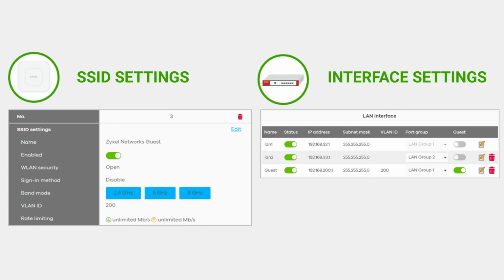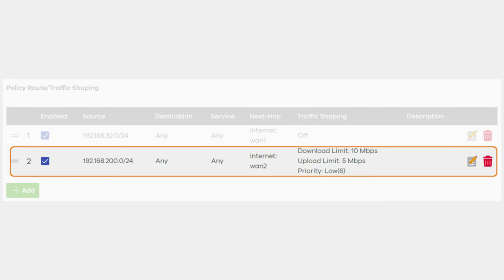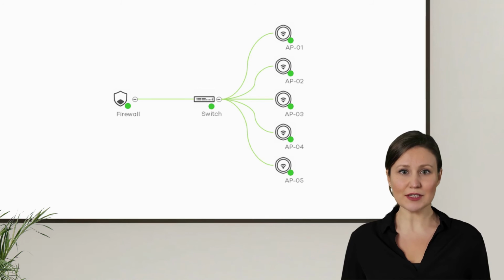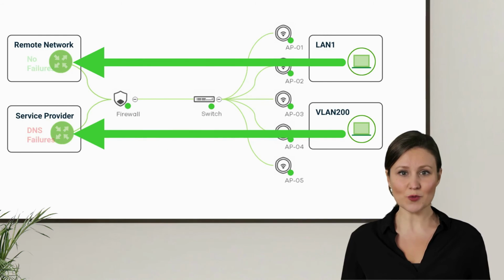We can verify that the guest network happens to be using VLAN 200 subnet by tracing the SSID and firewall interface settings. By inspecting specific policies that involve the VLAN 200 subnet, we eventually find that we do have a policy route assigned to this subnet. With this policy route, we now know that traffic from the guest Wi-Fi is only directed towards the service provider network. The firewall also has a second policy route that directs LAN 1 traffic to the remote network.